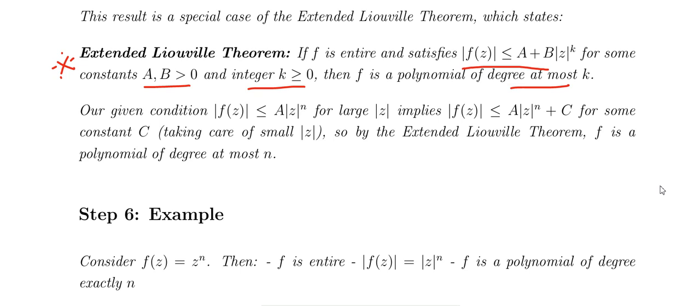So the given condition mod f of z less than or equal to A mod z power n for large mod z gives mod f of z less than or equal to A mod z power n plus c for some constant c. By the extended Liouville's theorem, f is a polynomial of degree at most n. We can apply the statement and prove it directly.